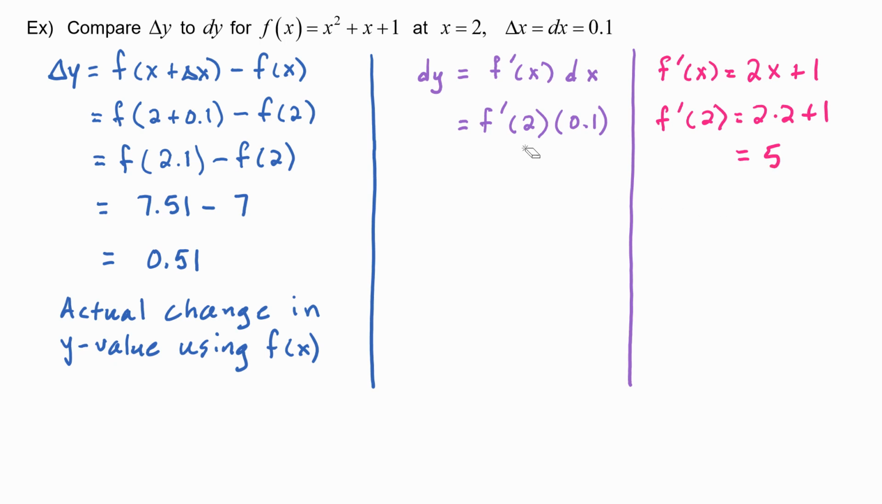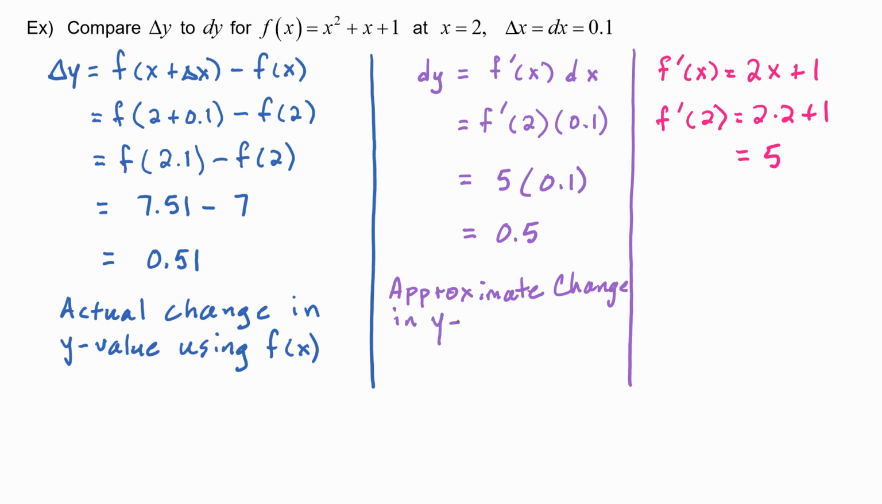So now we can substitute that value back over here in our equation for dy, and we get 5 times 0.1, which is 0.5. Now this is the approximate change in the y value using the tangent line.